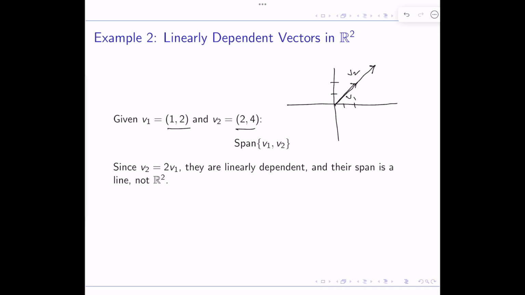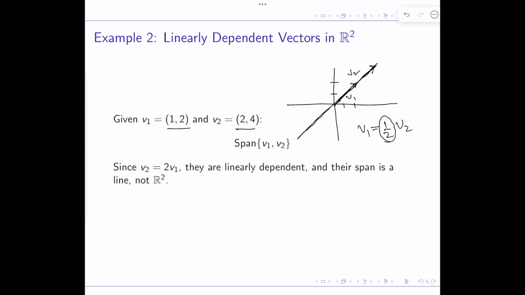So I can say V1 can be written as 1 by 2 times V2, right? It means that I can find a non-zero alpha such that I can write V1 in terms of V2. So it means that V2 is not giving any extra information. Extra information I mean to say is not giving any new direction, right? It is the same direction, so it can only generate a line.